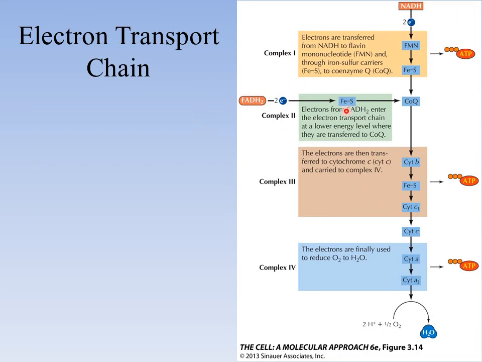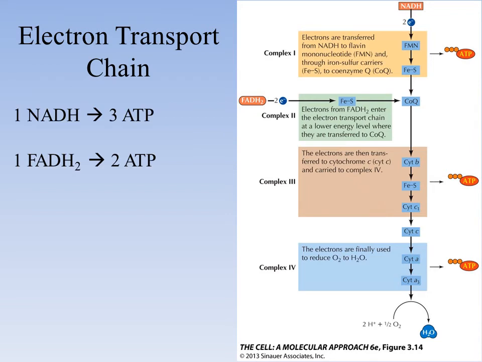FADH2 comes in at a slightly different point, so FADH2 can't transfer electrons to this FMN. Instead, it transfers its electrons to FeS, which goes to coenzyme Q. Since it comes in at a later point, we don't get quite as much ATP from FADH2. We're actually going to get a total of 2 ATP from a molecule of FADH2.